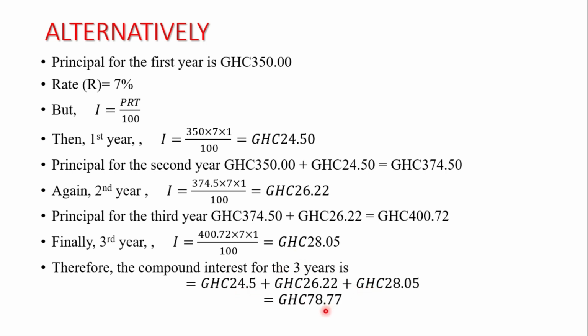So you add all this and you get the compound interest for all. Remember, the question says round to the nearest Ghana cedi. So you round it to the nearest Ghana cedi, you get 79 Ghana cedis. So it means that when you use that formula, it's going to give you the total amount accrued straight away. If you add the 28.05 to 400.72 Ghana cedis, you are going to get the one we got earlier when you just use the formula. And now you can subtract the original principal from it to get your compound interest.